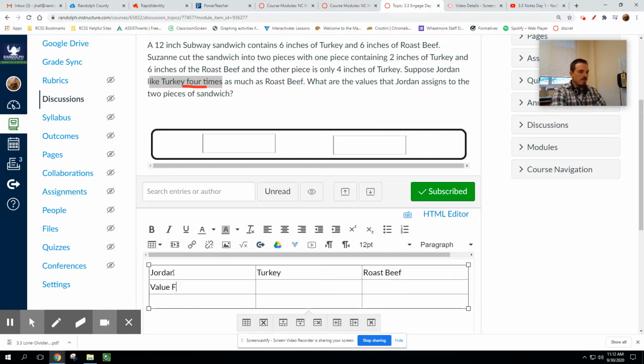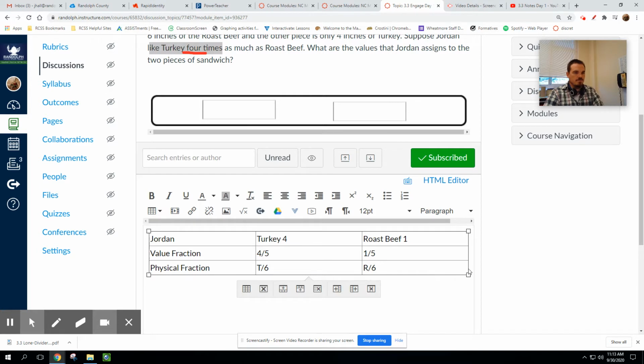And we're going to look at our value fraction first. So what does Jordan value turkey and roast beef as? Since he values turkey 4 times as much as roast beef, we'll give roast beef a value of 1, turkey a value of 4. So this is going to be 4 out of 5, and this is going to be 1 out of 5. We're going to do the actual fraction, or the physical fraction. Now we know that it's 6 inch, 6 inch, right? So we'll do turkey out of 6 and roast beef out of 6, and that will give us our physical fraction. So that's his table, right?